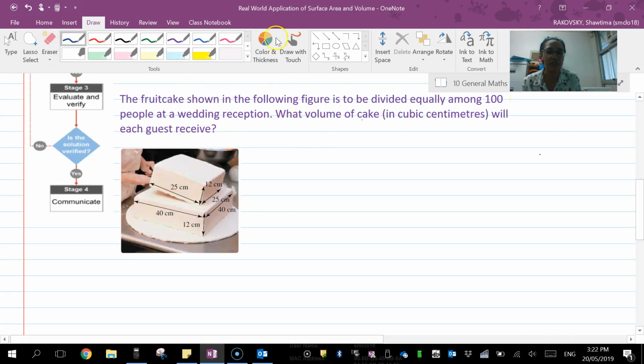So here is our first question. A fruit cake is shown in the following figure, divided equally among 100 people at a wedding reception. What is the volume of cake each guest will receive? So you can see I'm kind of staging it already. The question is asking you, what is the volume of cake each guest receives when it is divided equally? And we can see the word 'each', so those words tell us it's going to be a division problem. Then you have also important information like your numbers. It's going to include your 100 guests or 100 people, and also the stimulus, which is your wedding cake here.